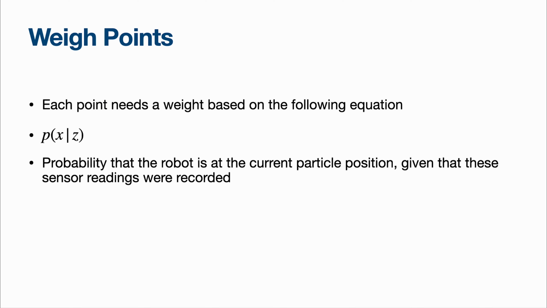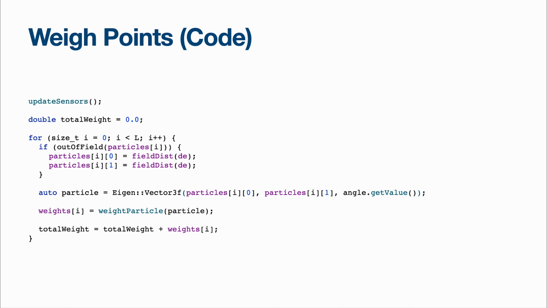Okay, so for weighing the points, I weigh the points on the following equation: the probability that the robot is at X given the sensor readings, and that's what that Z and X stand for. It's a pretty complicated thing, but really this means: what is the chance that the robot would be at each specific particle given that the sensor readings that were actually recorded on the robot were recorded? So I do this through this code here where it updates the sensors.